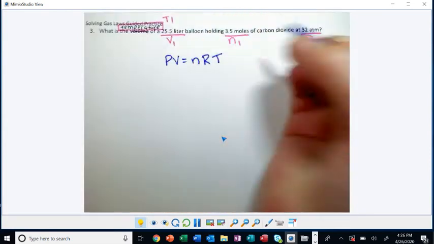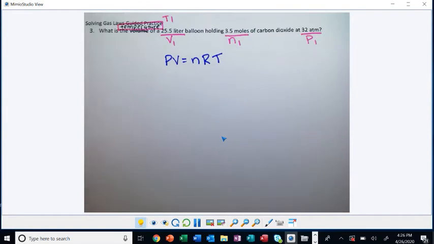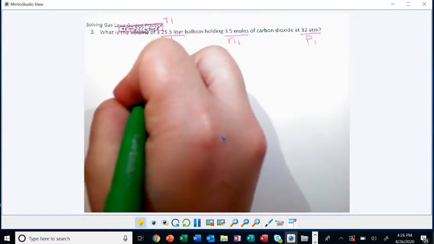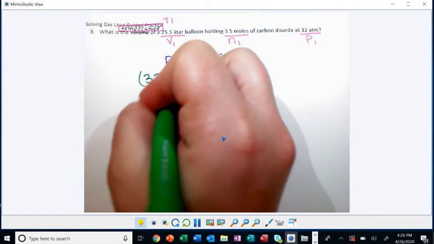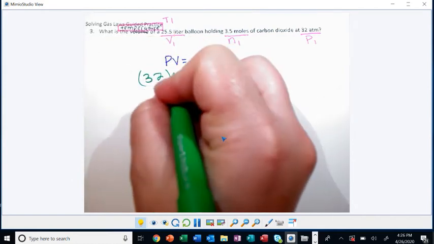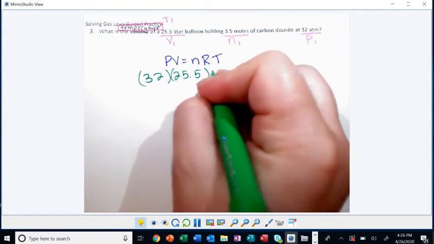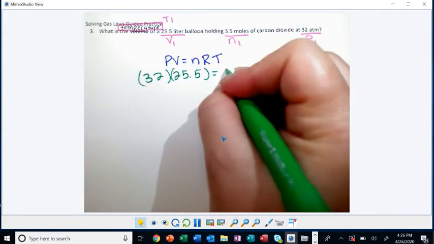All right, now we can plug in our numbers. In place of P, I have 32. The V was 25.5 equals my N, which is 3.5.